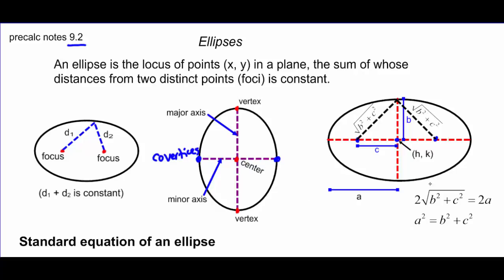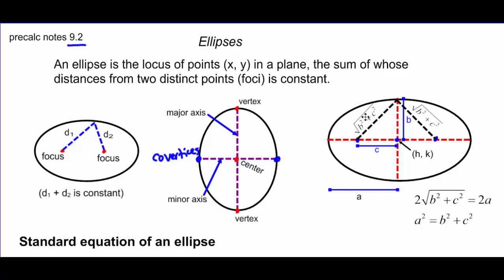All right, this diagram over here has a lot going on, but the main thing we're trying to point out here is the relationship between a, b, and c. a represents half the major axis. b represents half the minor axis. I think of it as the largest radius and the smallest radius, although I'm misusing those terms a bit. And c represents the distance from the center to the focus point.